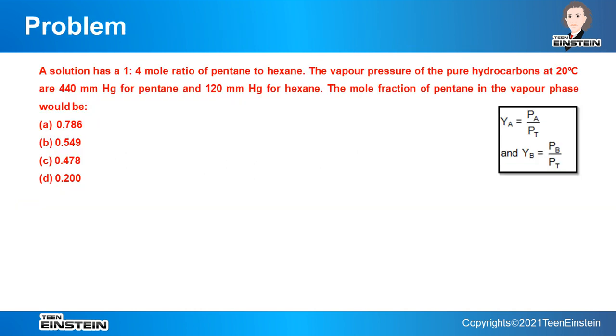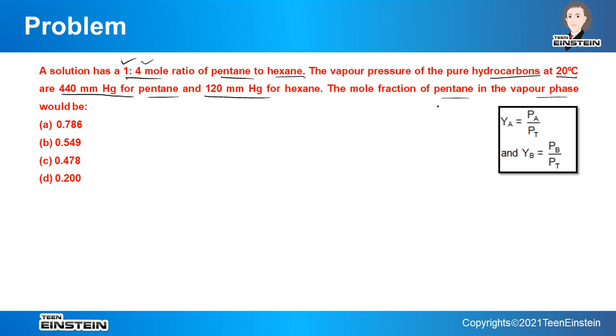So now we will solve a problem which is related to mole fraction and Raoult's law mainly. Here the problem is saying a solution has 1:4 mole ratio of pentane and hexane. So we have two components, both are liquid. Their mole ratio is given, basically, not mole fraction. Vapor pressure of the pure hydrocarbons at a particular temperature is 440 mm Hg for the first component and 120 mm Hg for the second component. So that is under pure condition, their vapor pressure is given. We have to find out mole fraction of pentane in the vapor phase.